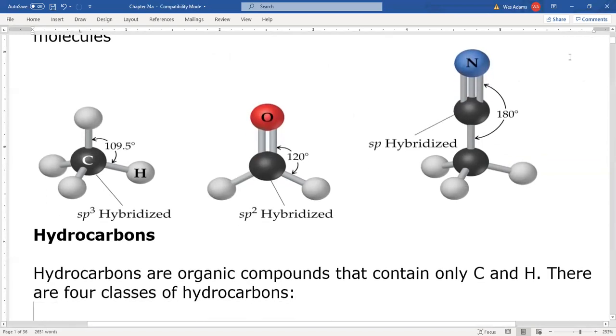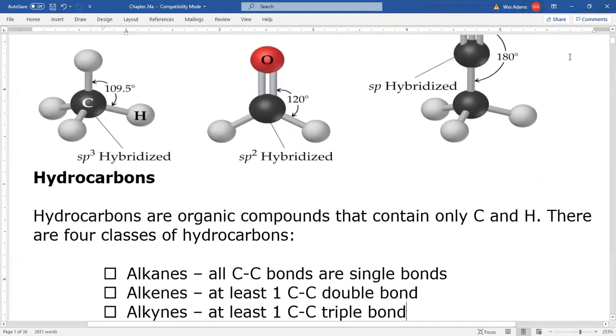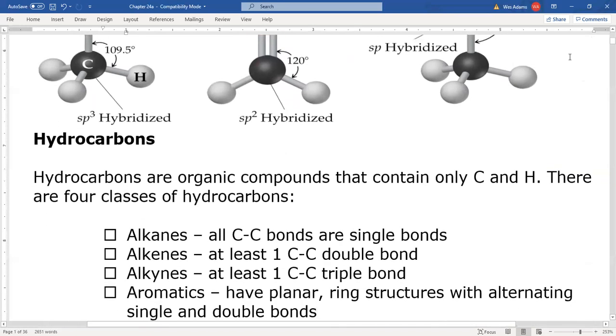So hydrocarbons or organic groups contain only carbon and hydrogen, and that'll be the primary focus of our organic in this particular section. You got alkanes, where you have all carbon-carbon single bonds. Alkenes, you have at least one carbon-carbon double bond. You could potentially have more than one, but at least one. Alkynes, YNE, at least one carbon-carbon triple bond. Aromatics have a planar ring structure with alternating single and double bonds like benzene, which we talked about first semester.